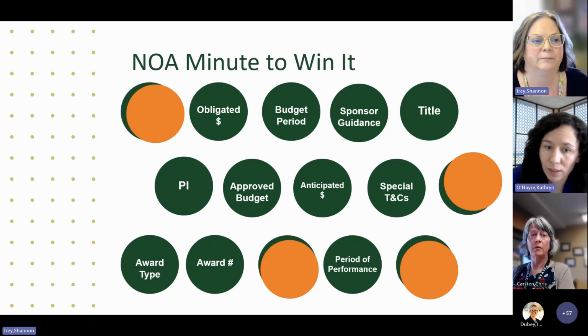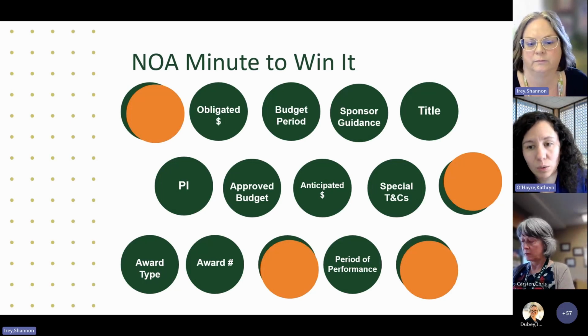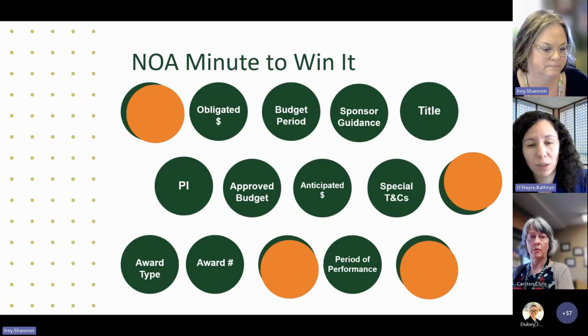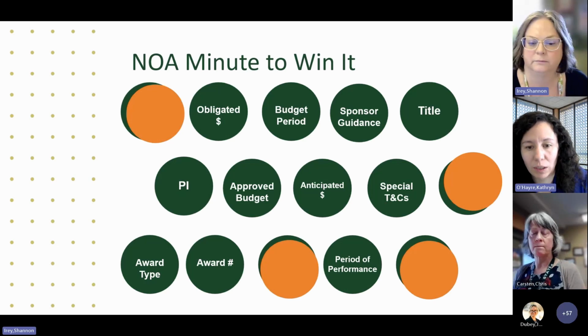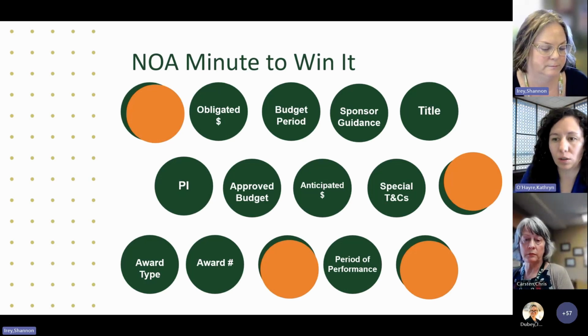Okay, what else? Process date. Okay, so when it came to us, when it was made official. Okay, I don't know if I have that on the board, but it is good to know. Annual period versus, yep, we got that one. And cost share. Was there cost share on this one?